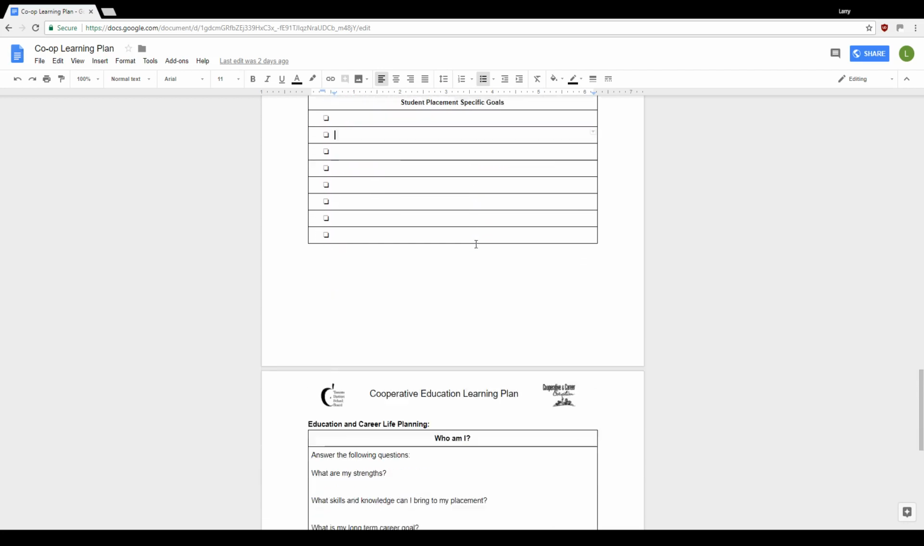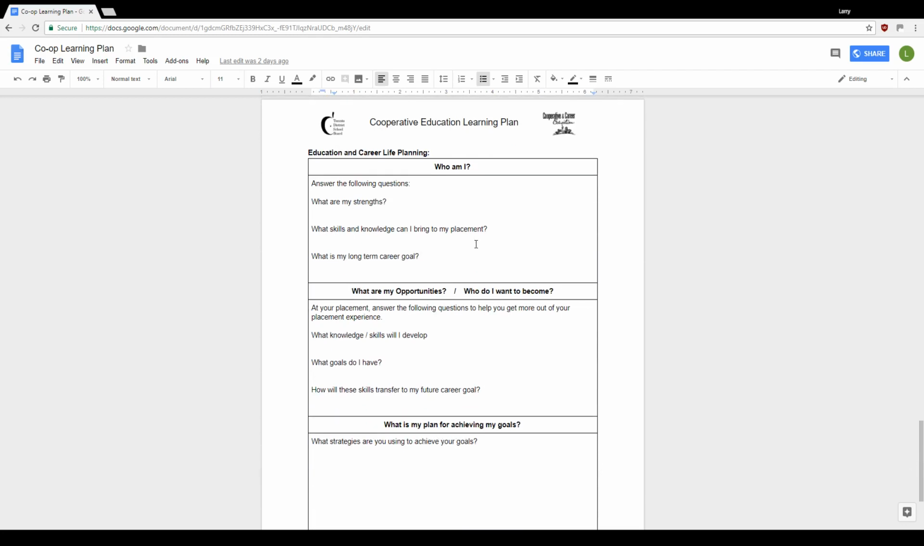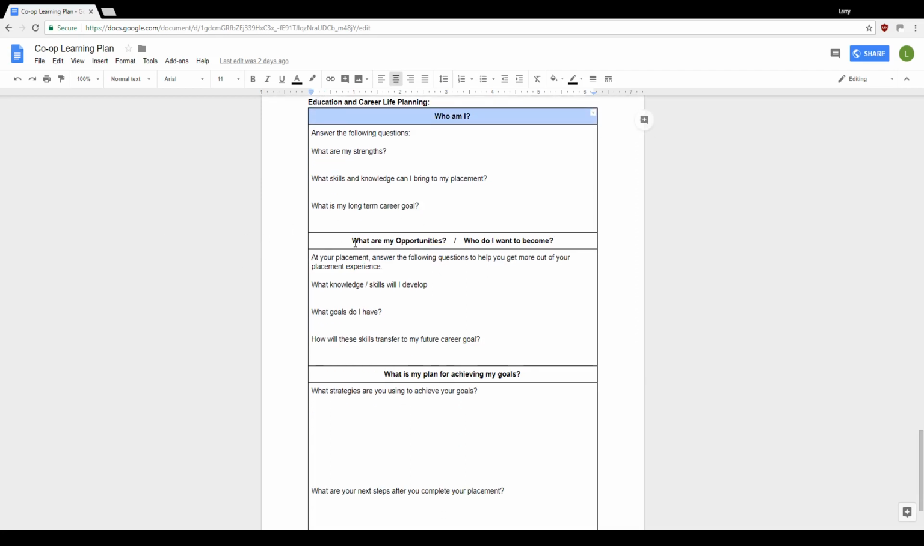The final page, the fourth page, is just some general questions, once again for you to fill in. You can just click and start typing. The first section is who am I? A little bit about yourself. What are my strengths? What knowledge can I bring to the placement? What are my long-term goals?